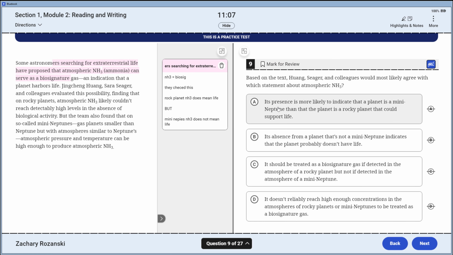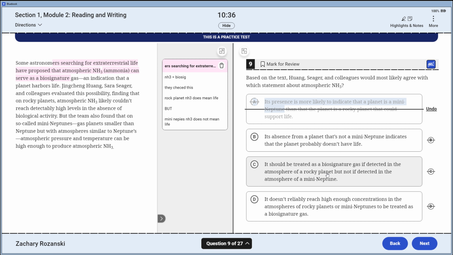Let's start chewing. Its presence is more likely to indicate that a planet is a mini Neptune than that the planet is a rocky planet? No. Then that the planet is a rocky planet that could support life. No, it doesn't. But then this part is what's making it weird. We're not proving it's a mini Neptune because there's this biosignature. We're just checking to see if there's life on that thing. Its absence from a planet that's not a mini Neptune indicates that the planet probably doesn't. Okay, too many negatives. I'm going to hop past it for a second.